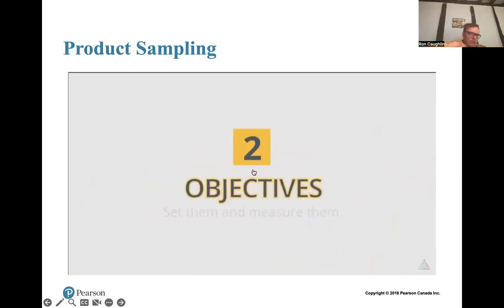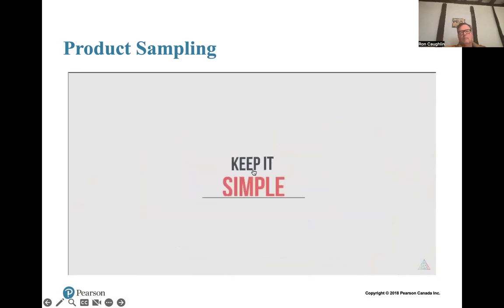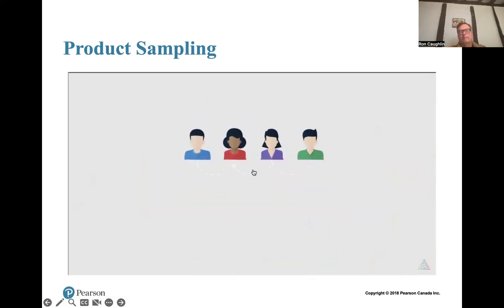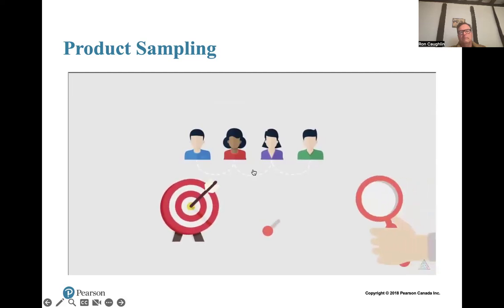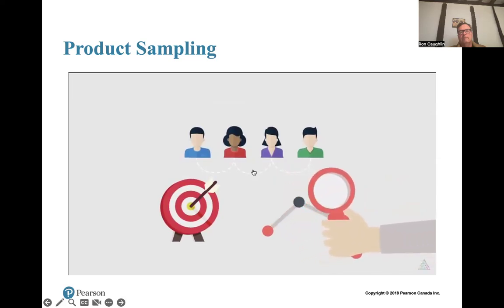2. Objectives. Set them and measure them. Keep it simple and make sure that all your stakeholders are aware of them. It'll keep you all working towards the same goal, avoid waste, and create efficiencies. But importantly, you'll also be able to determine whether your campaign was a success.